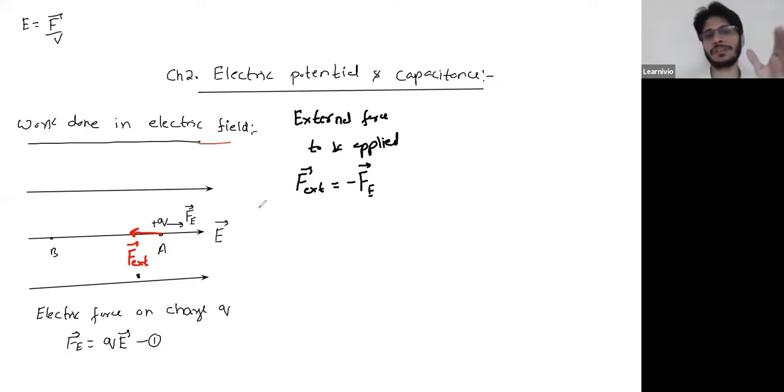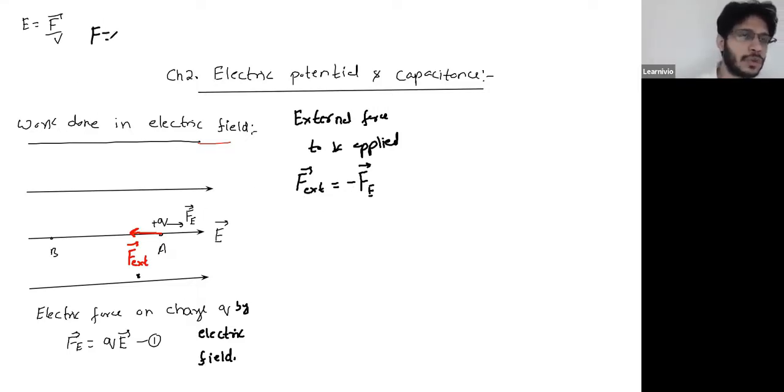This negative sign says that the direction of the external force is opposite to that of the force due to the electric field. So this Fe is the electric force on charge Q by the electric field. The external force that you will apply will be in a direction exactly opposite to that of the force due to the electric field, and the magnitude would be equal.